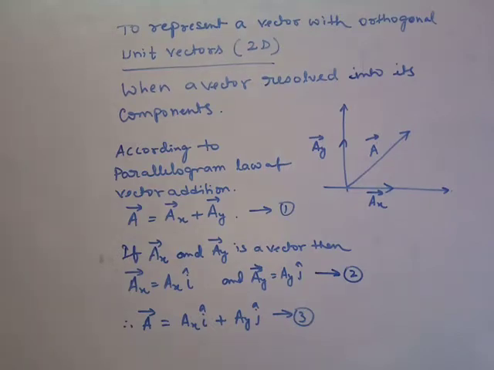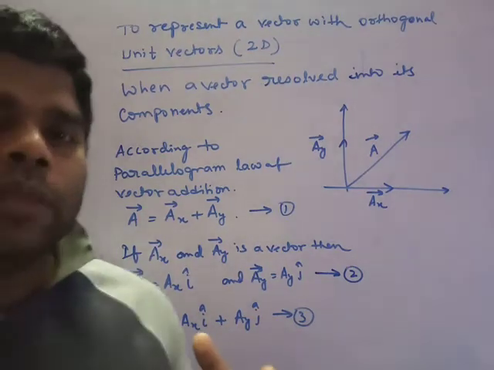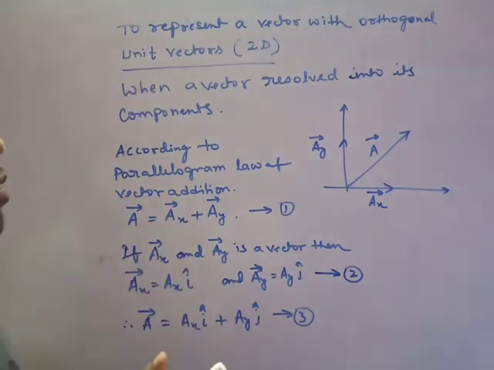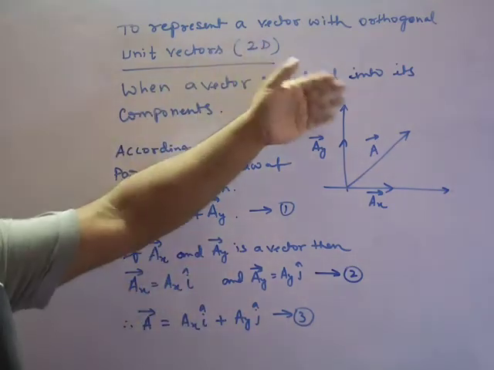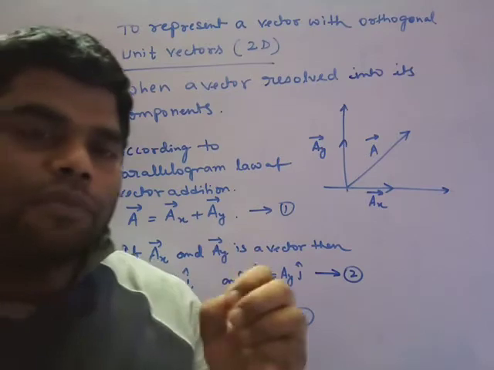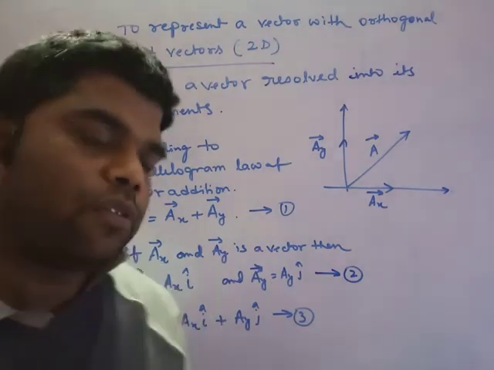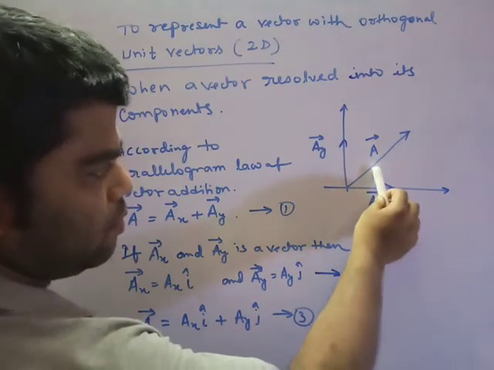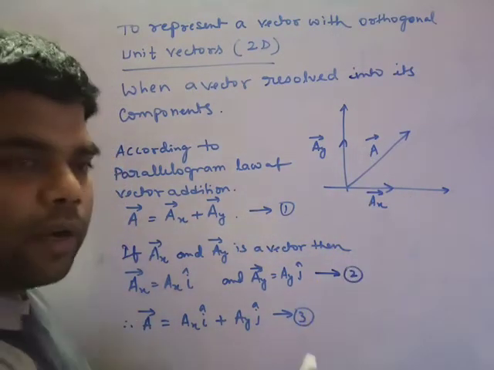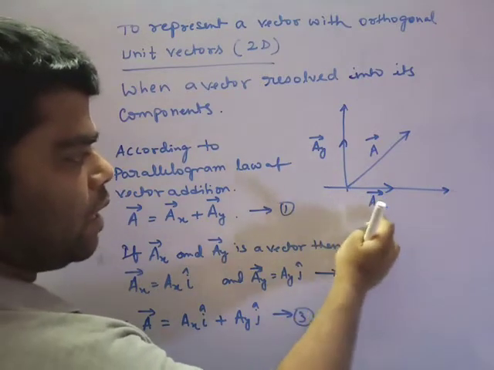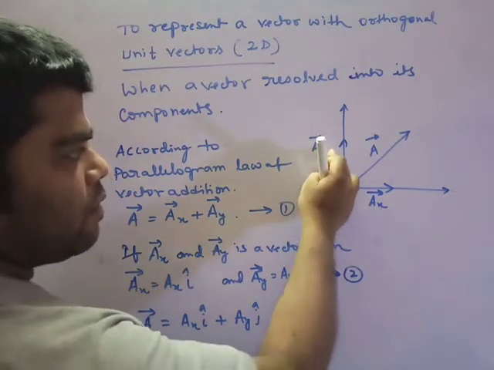Good morning, students. Right here, how to represent a vector. We are going to represent a vector with the orthogonal unit vectors, which means how we write a vector with the orthogonal unit vectors. For that, you know that this is a vector A, which is resolved, or better we say split, into two different vectors, and that is ax vector and ay vector.